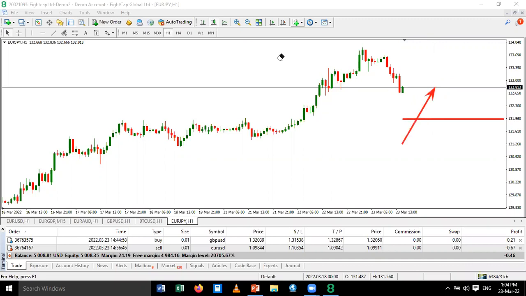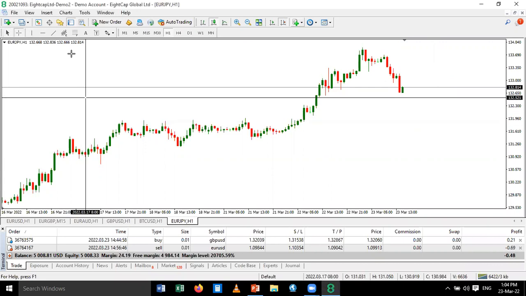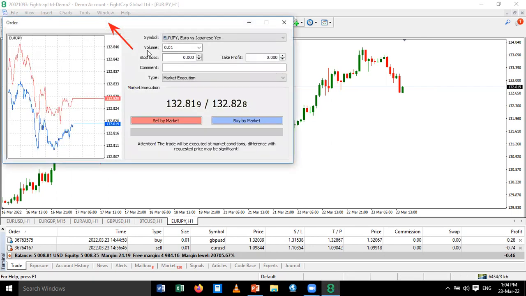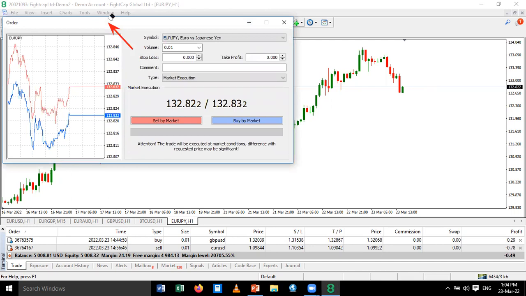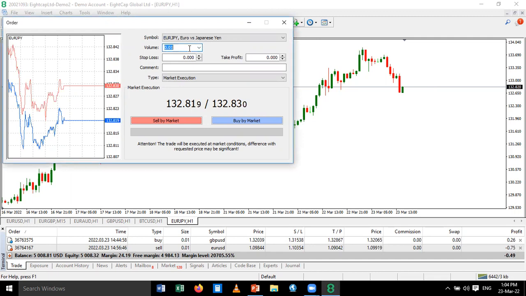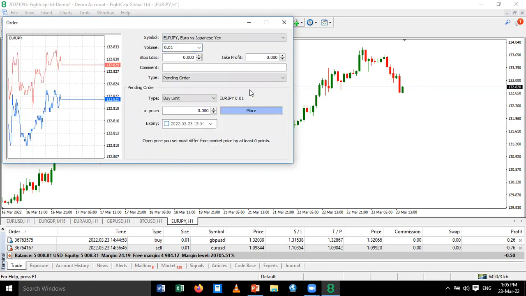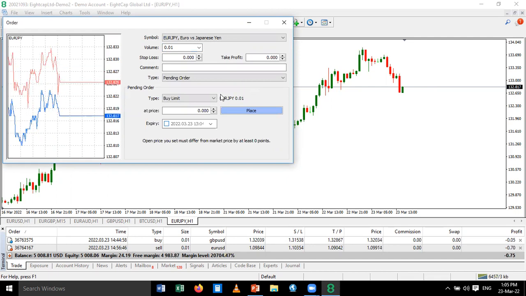So what will I do? I have to first choose the price I want to buy from. I go to where I have my new order. I already showed us where the new order is. So I go to where I have my new order. Click on new order. New order gives me a drop down, which shows me what to select from. The volume is my lot size. I still maintain my 0.01 lot size. Under market type, now I select pending order. Select pending order, it brings me a drop down again that gives me the second type.